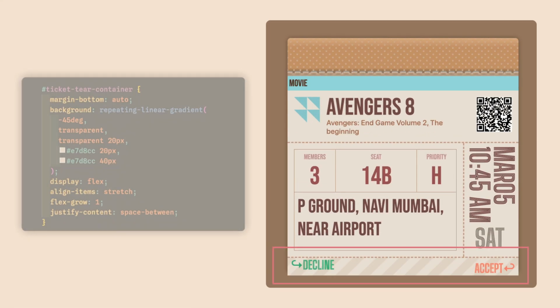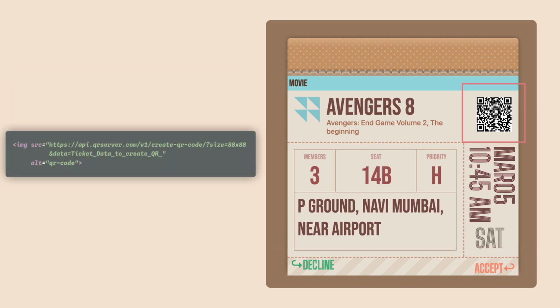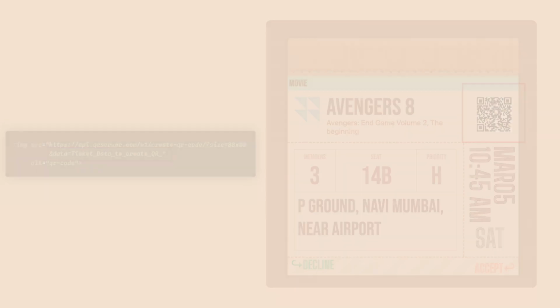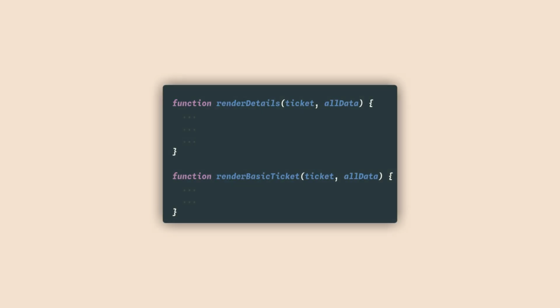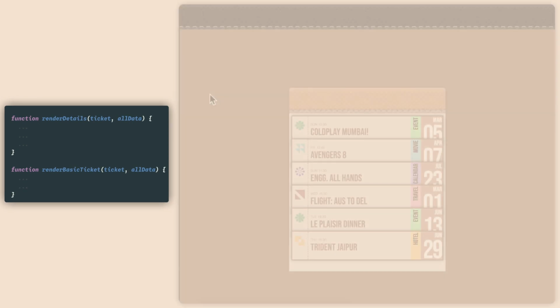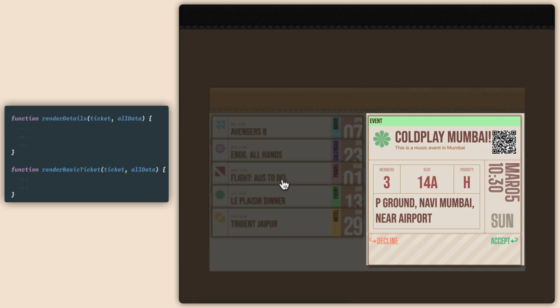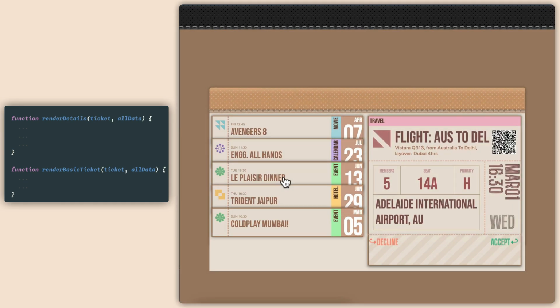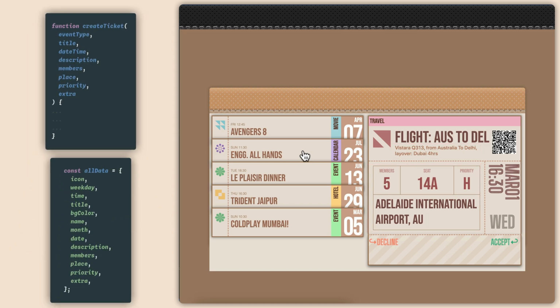For the zebra pattern, I've used a repeating gradient. And for the QR code, I've added an image tag which requests the QR server API for a QR code with ticket details passed in the data query params. Let's add this ticket programmatically. I've created two functions, render details and render basic ticket, which change the inner HTML of the parent ticket class based on whether the expanded ticket is to be shown or the basic one. Also, since the expanded ticket contains some more information, let's accept that as arguments while creating the ticket itself and store it in an all data variable.